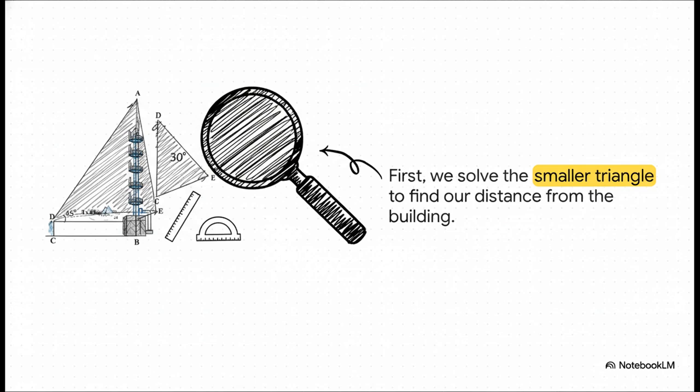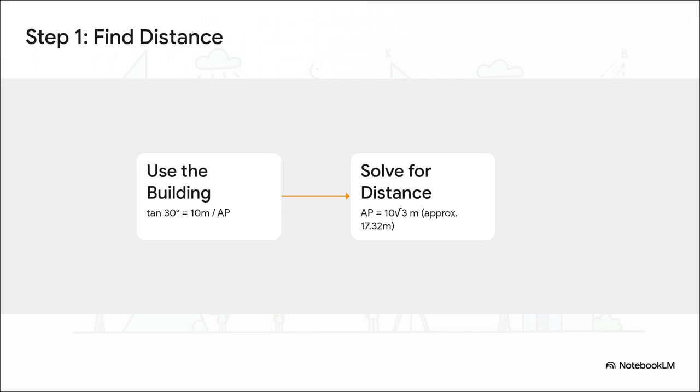You can see we actually have two triangles here. So first, let's just focus on the smaller one, the one made by the building itself. We'll use our first measurement, that 30-degree angle to the top of the building, to figure out how far away from it we're standing. We know the building is 10 meters tall, so we use our tangent tool again, and it tells us that our distance from the building is 10 times the square root of 3, which is about 17.32 meters. Okay, nice. Part 1 is done.